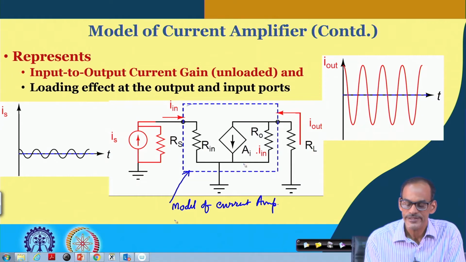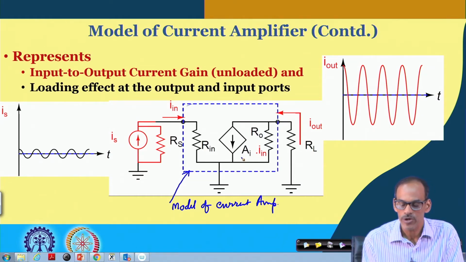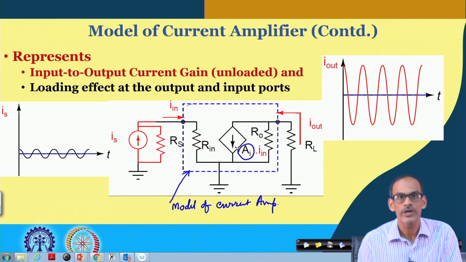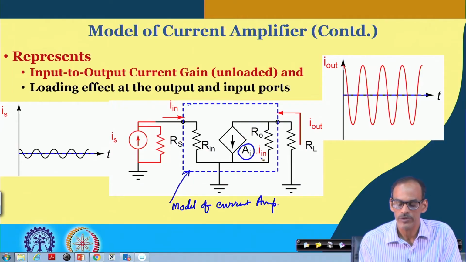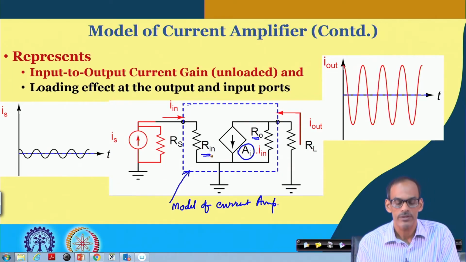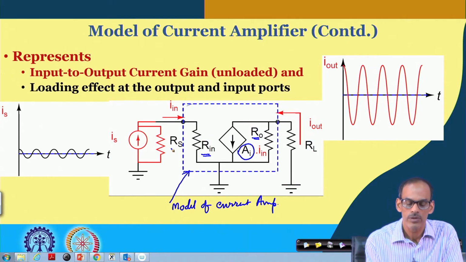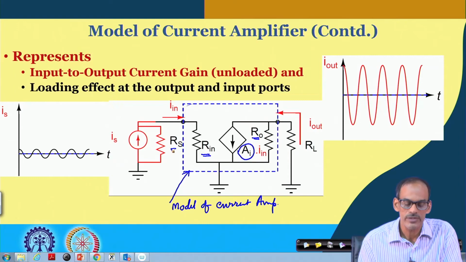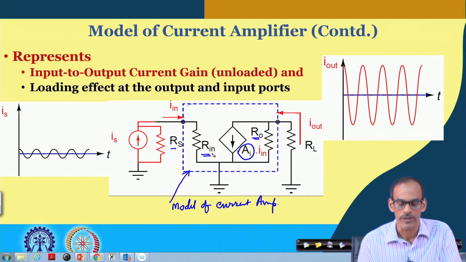And as I said, it has three important parameters: the unloaded current gain A_I, which gives the internal output current after multiplying with I_in; R_o, which represents the loading effect at the output port; and R_in, which represents the loading effect of the circuit. Whenever we have a finite, non-zero conductance, namely R_s, whatever bifurcation happens is represented by this R_in.